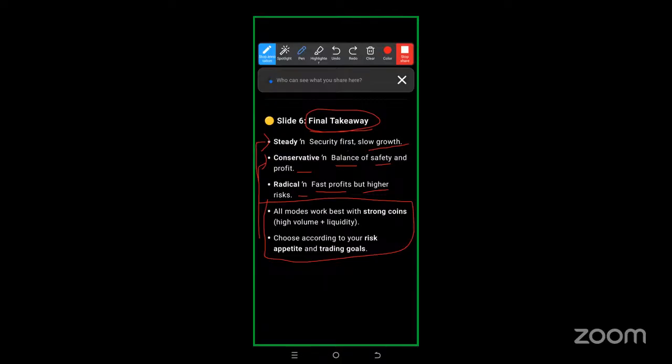Smart Create, of course, by default when you are using this. And the last paragraph: choose according to your risk appetite and trading goals. When it comes to this, it doesn't discriminate against anyone. Whether you have small capital or big capital, you can be there. All we need is that all traders can profit.